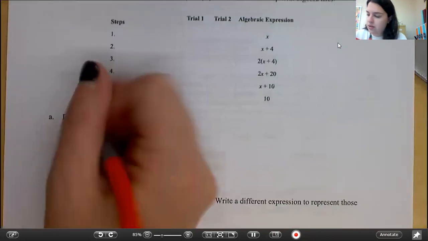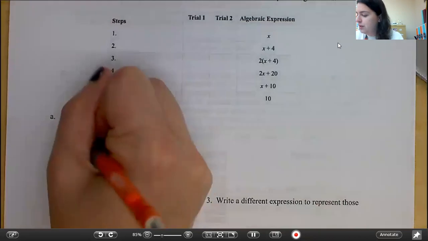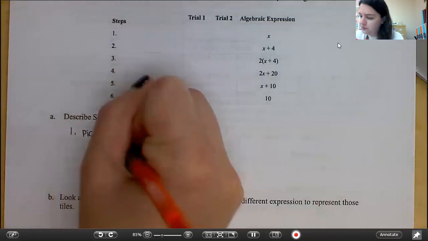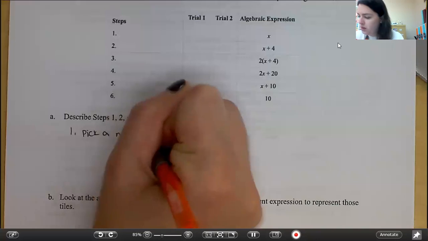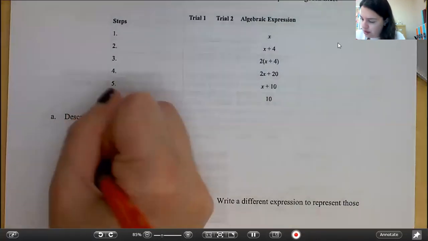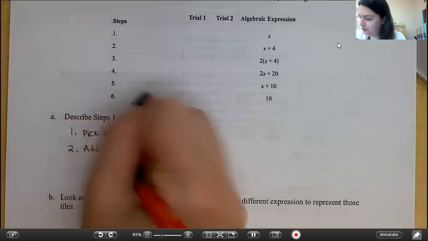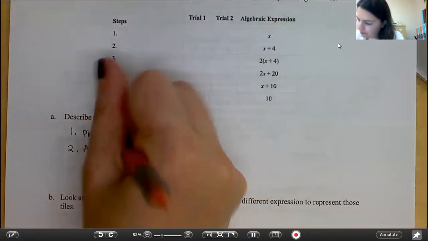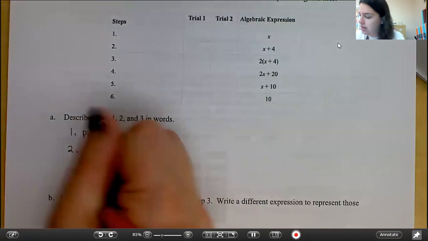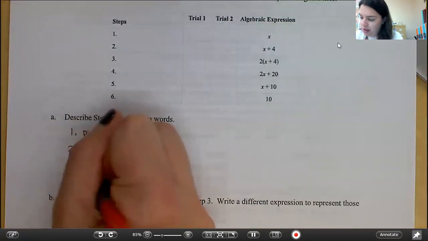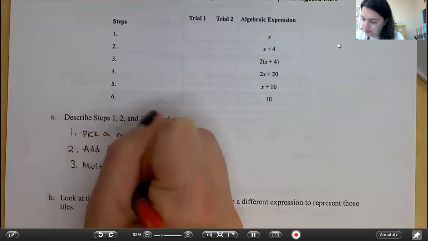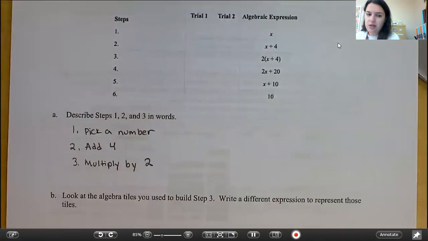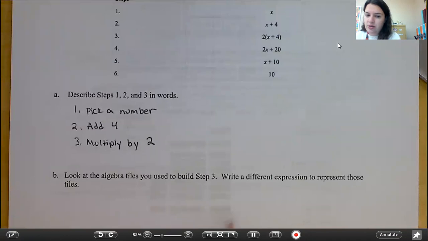Okay, so I'm going to write mine down here. Step 1 is pick a number. Step 2 is add 4 tiles, or just add 4. And step 3 is multiply by 2. B says, look at the algebra tiles you used to build step 3. Write a different expression to represent those tiles. So go ahead and use your algebra tiles and write a different expression.